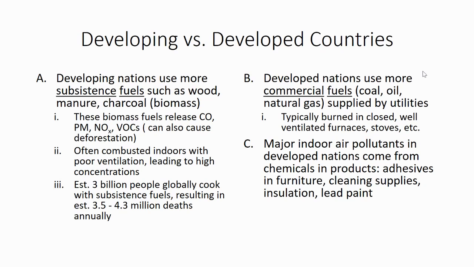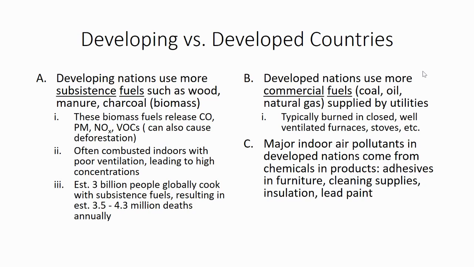But indoor air pollution tends to look slightly different in developing versus developed countries. Remember, thinking back to Unit 6, we said that developing nations rely more heavily on subsistence fuels, such as wood, manure, and charcoal, because they're easily obtainable. And remember, those are classified under biomass fuel types.